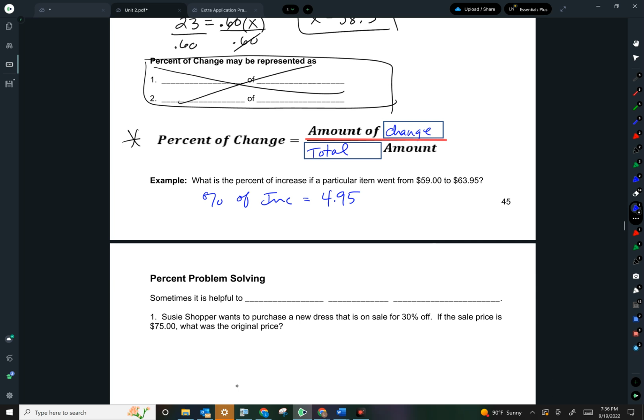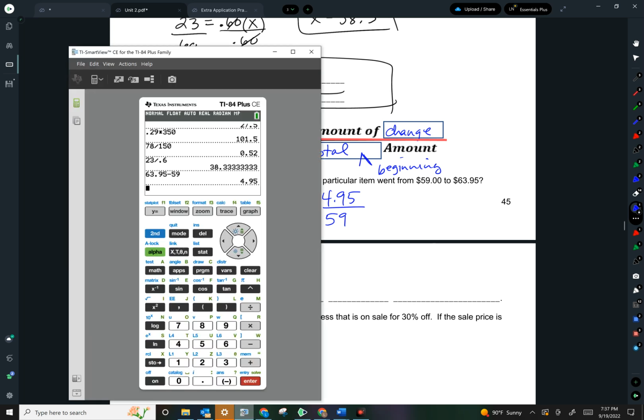And then we want to divide by the total amount. Well, what's the total amount? Well, that means we should say here the total beginning amount. Okay, the total beginning amount. So in this case, what was the beginning amount? Well, it went from $59. So that means it started at $59. So the percent of increase is whatever we get when we divide these two numbers. So on my calculator, let's do 4.95 divided by 59, and we get the decimal 0.08, if we round it, 0.084.